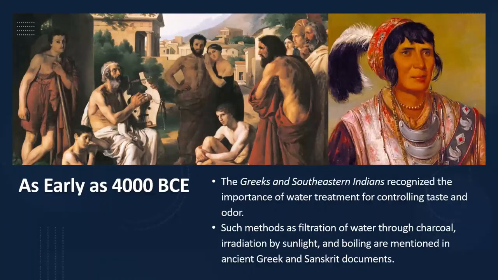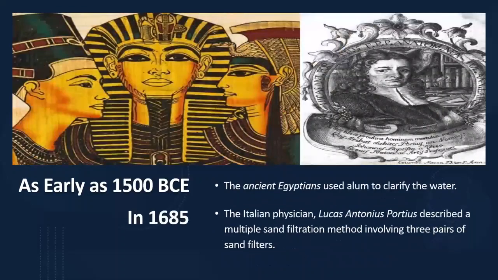As early as 4000 BCE, or before the Common Era, the Greeks and southeastern Indians recognized the importance of water treatment for controlling taste and odor. They used filtration of water through charcoal, exposure to sunlight, and boiling, which are mentioned in ancient Greek and Sanskrit documents. As early as 1500 BCE, the ancient Egyptians used alum to clarify the water.